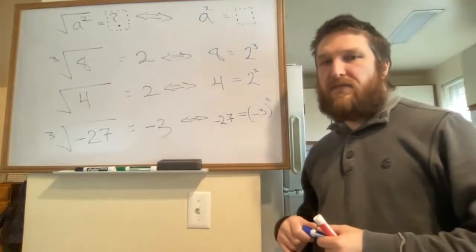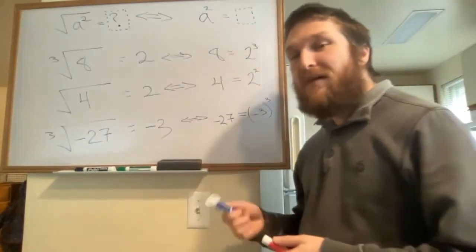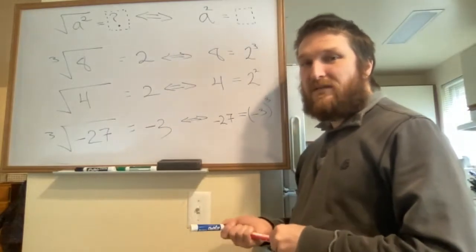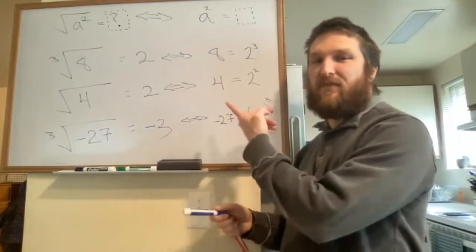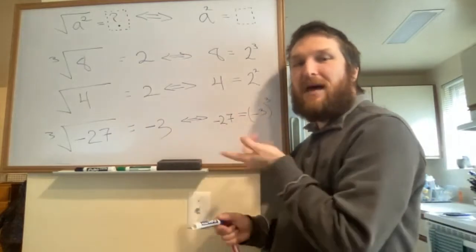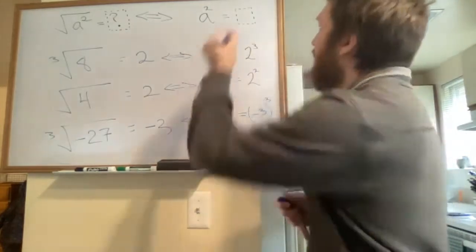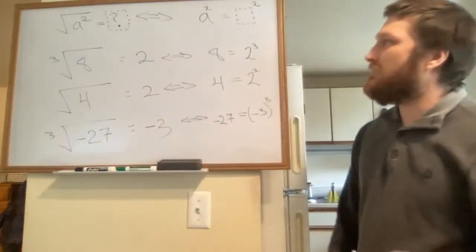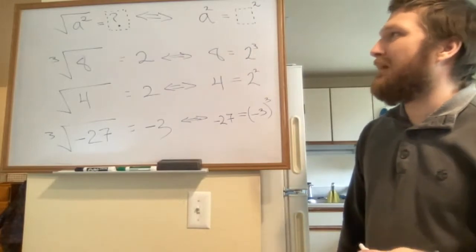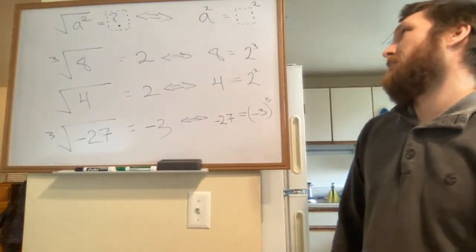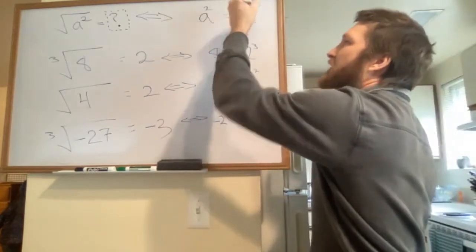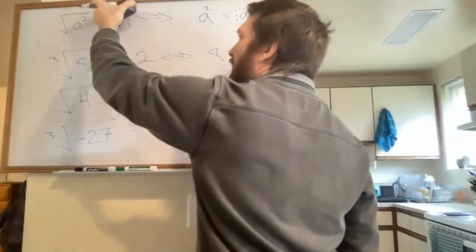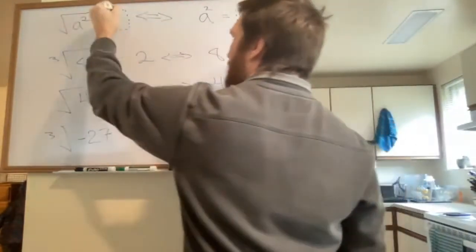So we're working on this right here. We have the square root of a squared equals something. And we said, well, we could, by analogy, do the same thing we did before and say, you took some number and squared it, and got a squared. What number must that be? A, right? And so we'd say, okay, the answer here must be A.